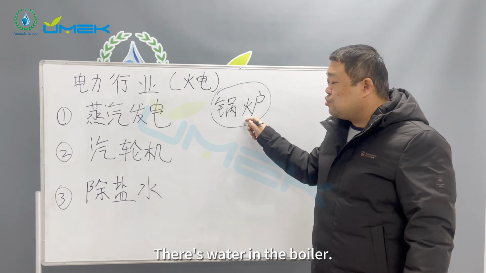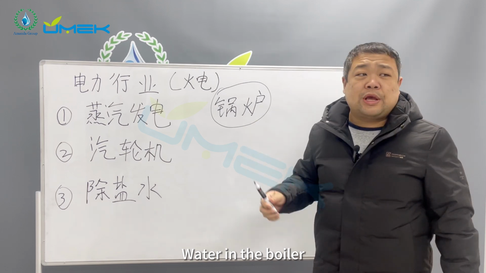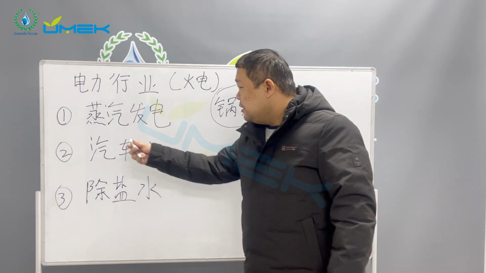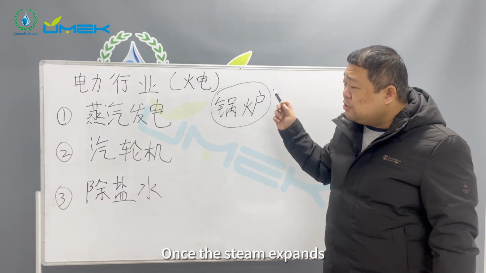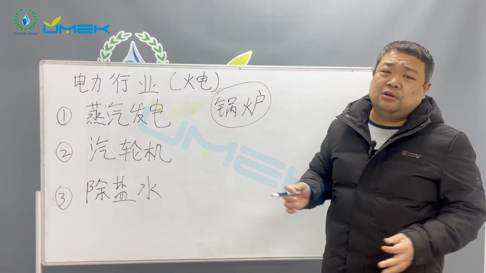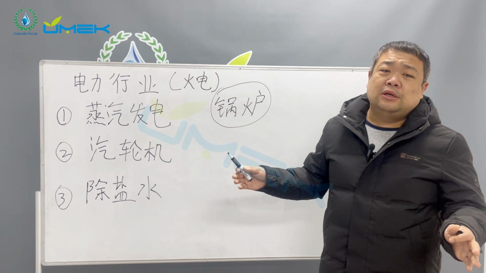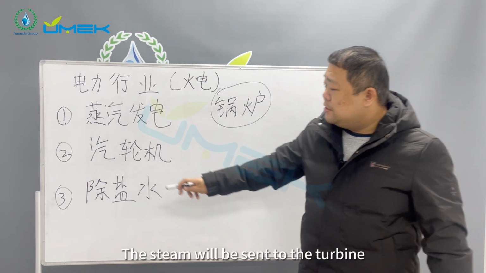There's water in the boiler. During the heating process, the water in the boiler turns into steam. After forming steam, once the steam expands, it has a very large kinetic energy. Then this kinetic energy, the steam will be sent to the turbine.